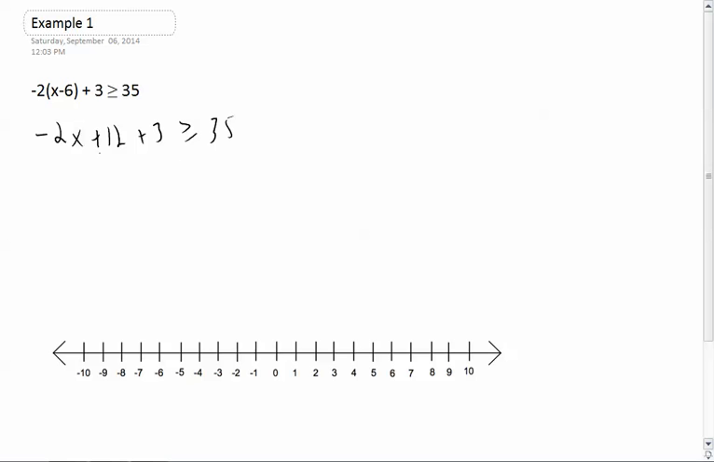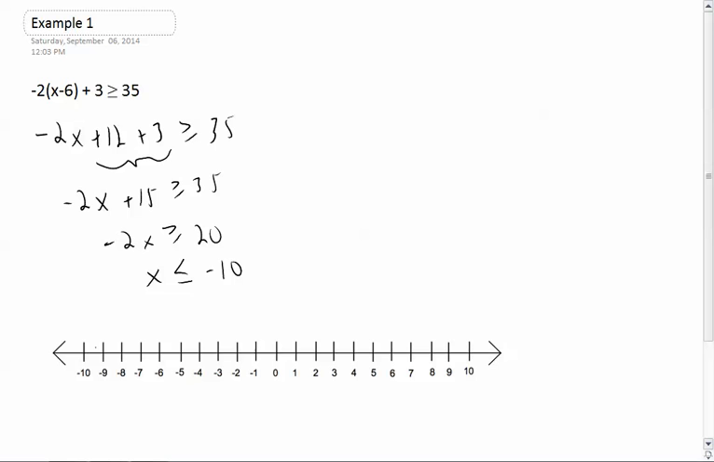35. Let's keep moving this around here. This becomes 15. All of this becomes 15. So I'm going to get negative 2x plus 15 is greater than or equal to 35. And then I'll get negative 2x is greater than or equal to 20. And last but not least, if I divide by negative 2, I'm going to get x is, now notice I have to switch this because I'm dividing by a negative, less than or equal to negative 10.